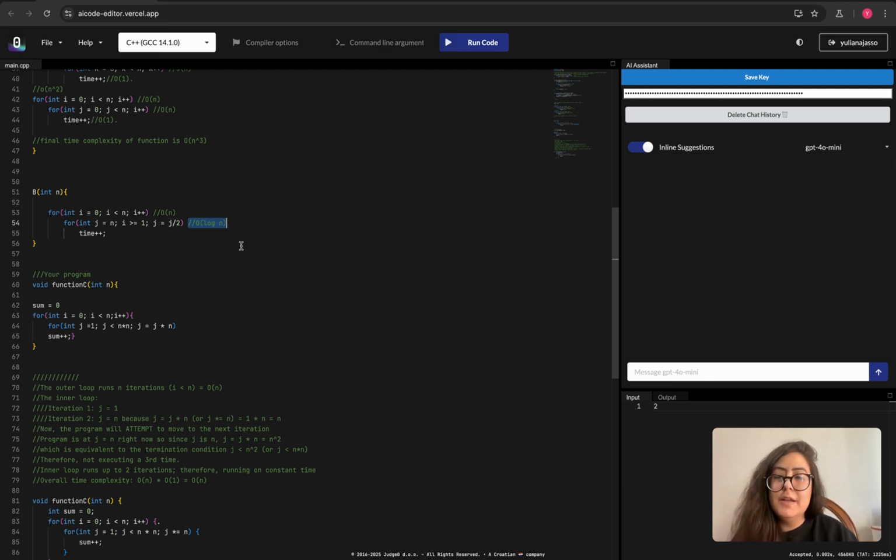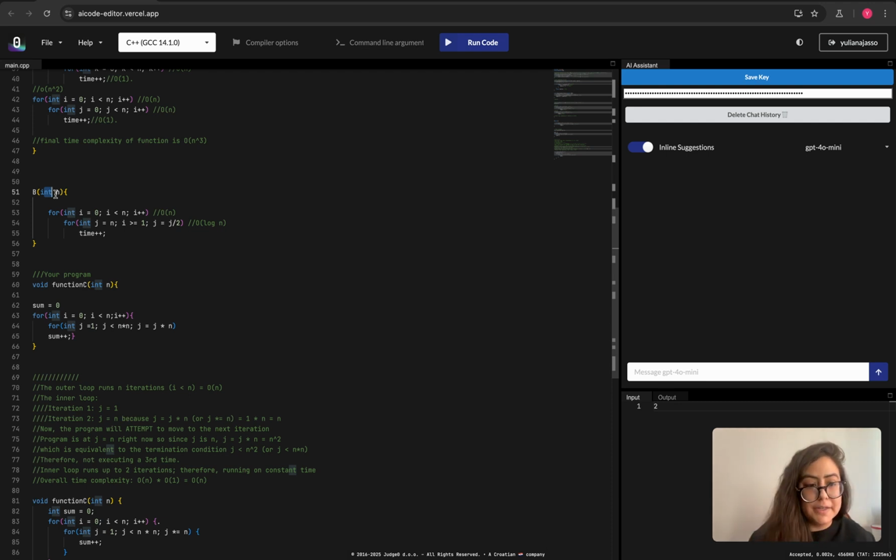But of course, best practice would be to get a user input and calculate the steps and see how the program works, okay? But just a little cheat sheet. Every time I see j equals j divided by 2, or something divided by 2, I automatically think of log n.